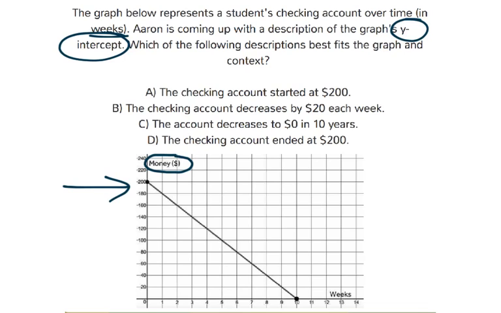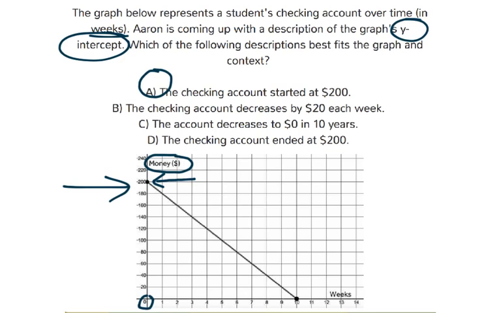A, the checking account started at $200. Well, you can see the amount of money is 200. And usually the y-intercept represents how something starts, right? Before anything else happens, before any time passes, because in this case, the number of weeks is zero. All right, so that could be the answer.